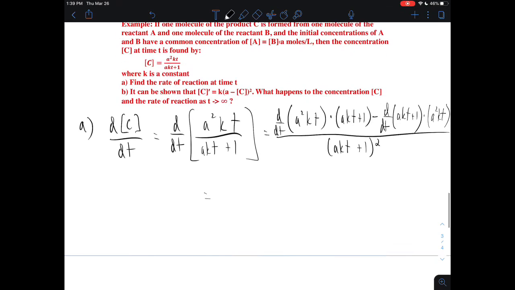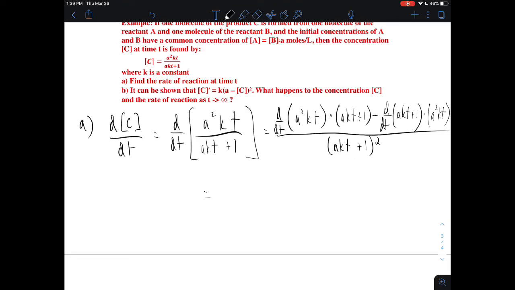So then the derivative with respect to t of a squared kt, again, a squared and k are just constants, and if they're being multiplied by our independent variable t, then the derivative of this whole expression is really a squared k, and that's going to be multiplied by akt plus 1, and then minus the derivative of akt plus 1, that would just be ak, and then the derivative of 1 is 0, so it's just ak for that whole derivative, and that's going to be multiplied by a squared kt.